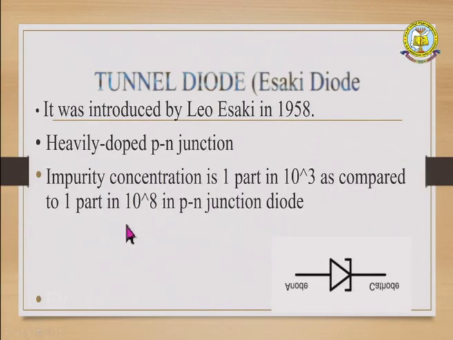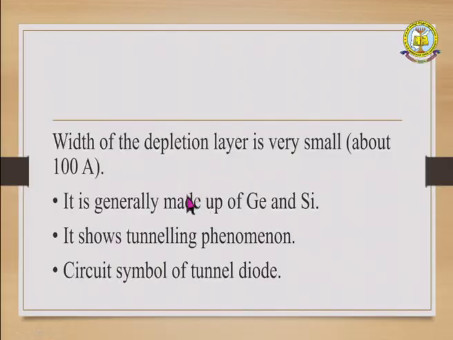The main part is the doping concentration: one part in 10 to the power 3 compared to one part in 10 to the power 8 in an ordinary PN junction diode. This depends on the width. The depletion layer is very small, about 100 angstroms. The tunnel diode is generally made of germanium and silicon.